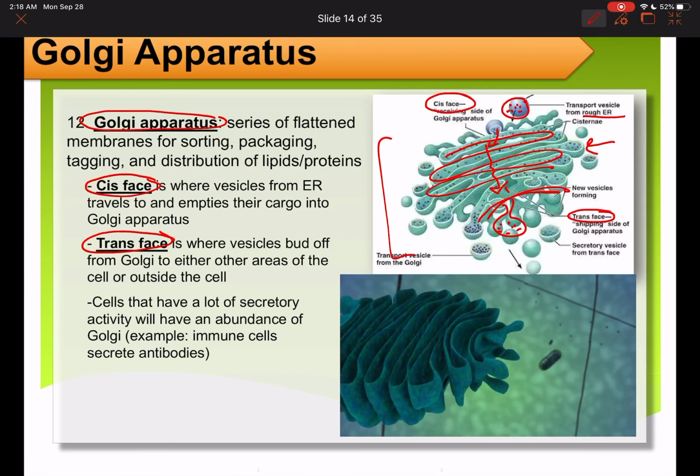All right, so cells that have a lot of secretory activity will have an abundance of Golgi apparatus. For example, immune cells that are in charge of secreting antibodies will have a lot of Golgi apparatus within those particular cells.